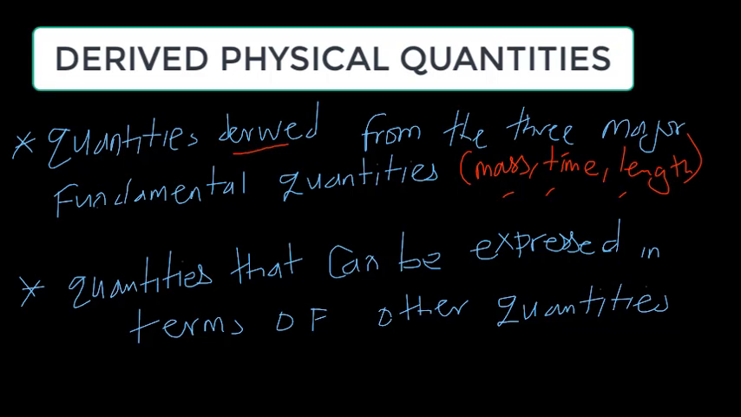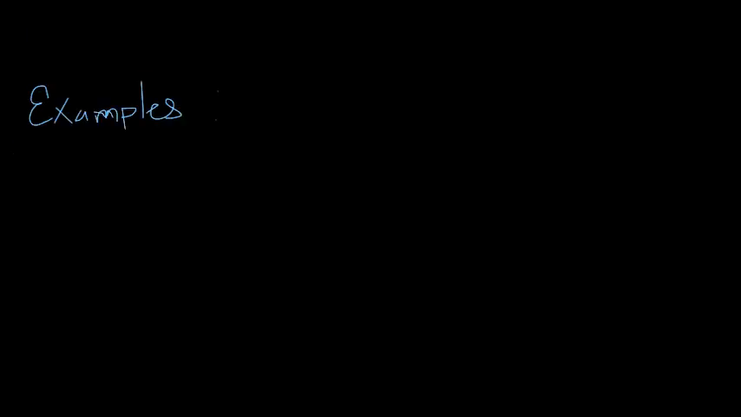So this simply means the derived physical quantities can be expressed in terms of mass, can be expressed in terms of time, and can be expressed in terms of length. So they could either be expressed in terms of mass alone, or in terms of time alone, or in terms of length alone, or maybe a combination of all those. So these quantities that can be expressed in terms of these three fundamental quantities are what we refer to as the derived physical quantities.